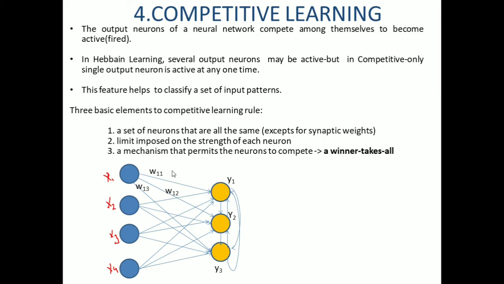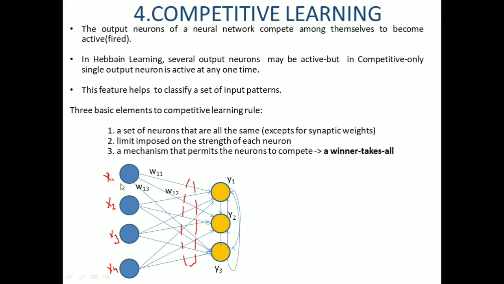If you see here, not only are the input nodes connected to the output neurons, but these output neurons in turn are connected with each other. That is, y1 is connected to y2, represented by this arrow, and y2 is connected to y1. Output neuron y2 is connected to y3, and y3 is in turn connected to y2. Also, y1 is connected to y3 and y3 is connected to y1.